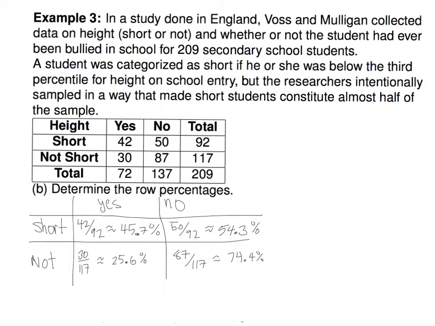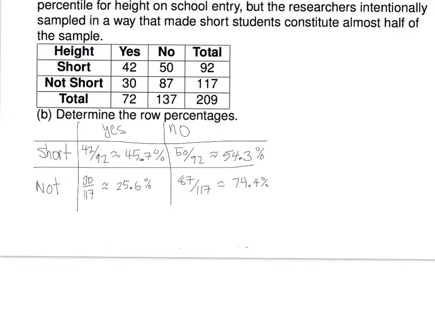So does it look like the short kids are picked on more than the not short kids? I think it sure does, right? Like it's like 20% more in that short group. Those poor little kids.